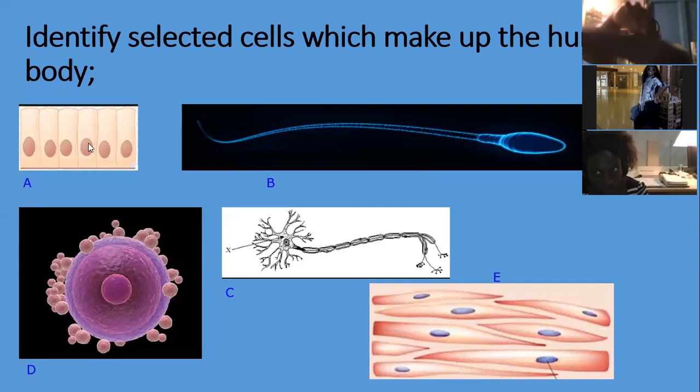This cell now has something to do with the skin. What name does it have? It has a name, you know. It starts with E. The epidermis. And the epidermis is made of epithelial cells.